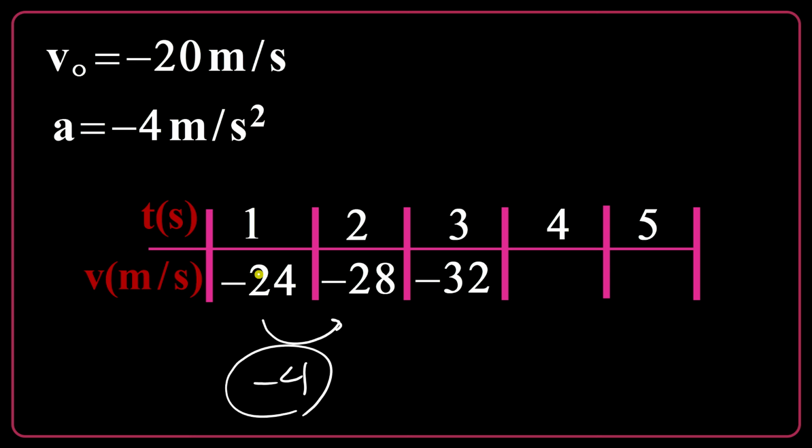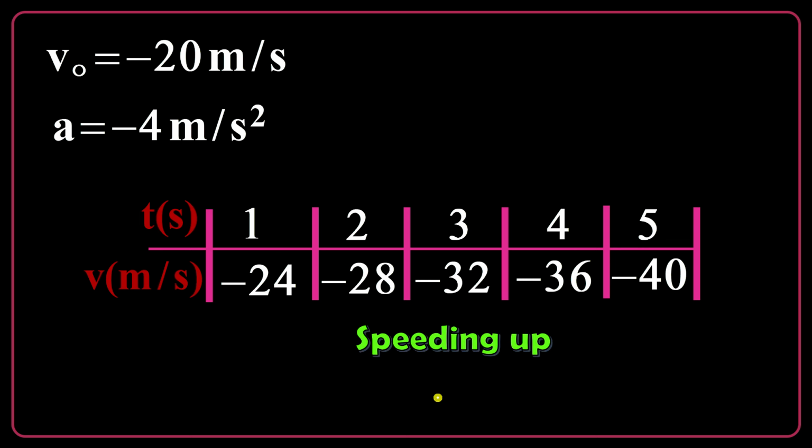Then I will continue to negative 32, another negative 4, and negative 36 and negative 40. Is it a speeding up motion? Yes, because the speed is increasing. Forget about the sign. Speed is positive. So speed here is 24. Here the speed is 28. Here the speed is 32, 36, and 40. So yeah, it is speeding up.